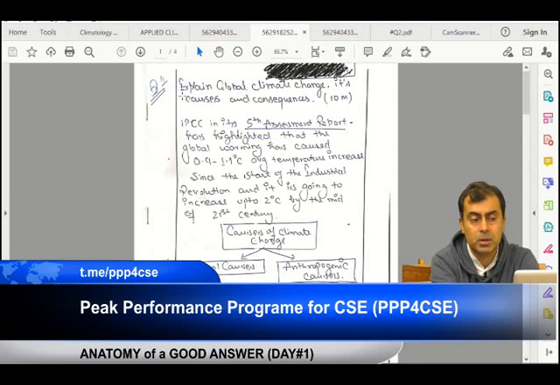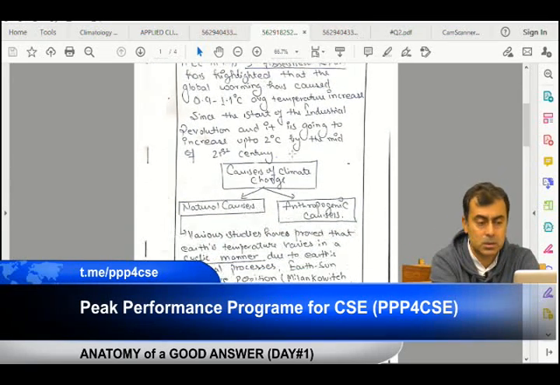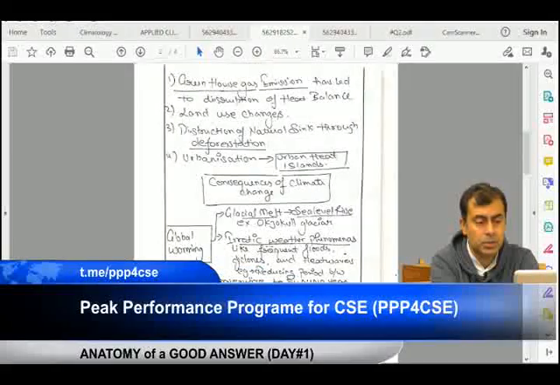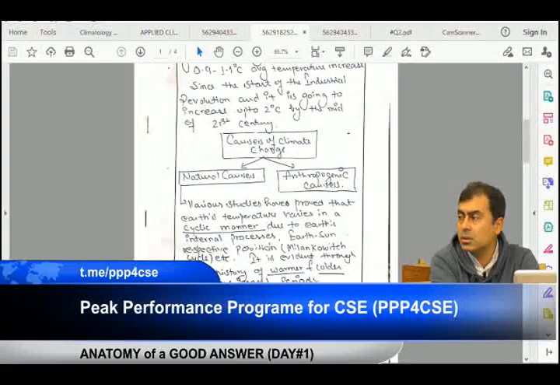See, the first part of the question is explain what it is. Tell us what it is, then we will come to the why and how. Instead of that, this person has just quoted a report and wants to talk about that. It's okay. Now let's look at the causes. Natural causes: various studies have proved that Earth's temperature varies in a cyclic manner, Milankovitch cycle. Just that? Oh, there are multiple natural causes. This person has just written that.